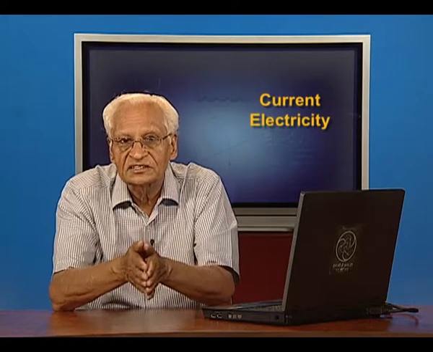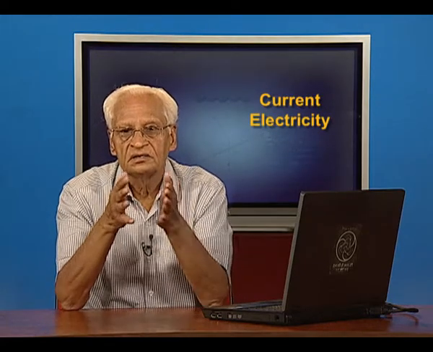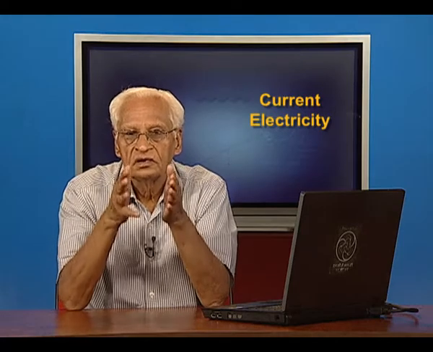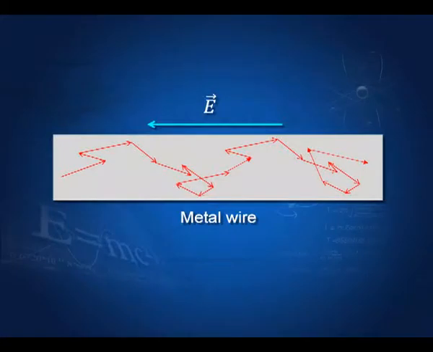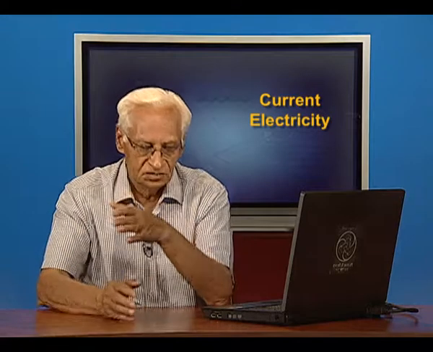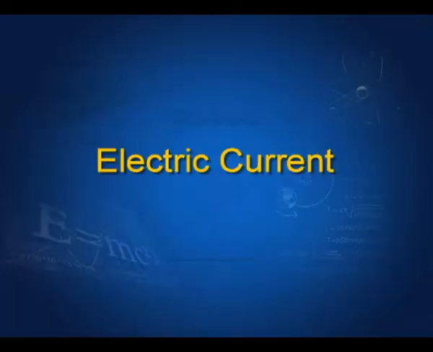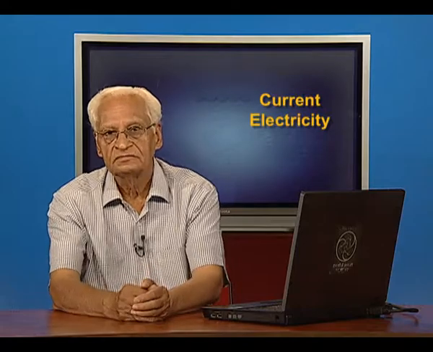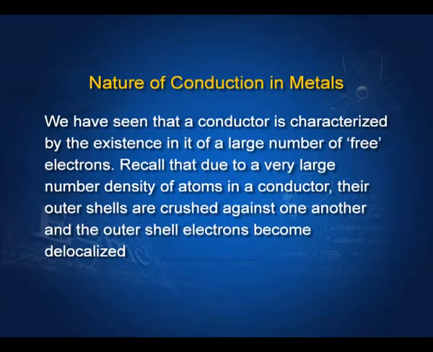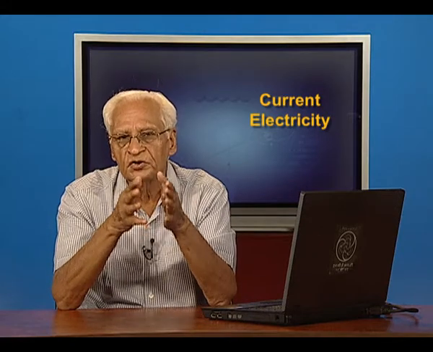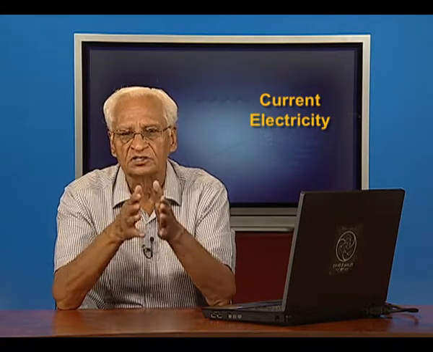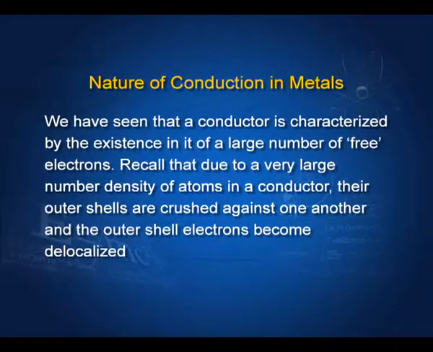Now, in this lecture, we shall take up the question of the motion of charges in a metallic wire. And you know, the motion of charges constitutes a current. So, we start with electric current. First of all, let us see the nature of conduction in metals. You know that metals have very high densities. The number of atoms per unit volume is very, very large, of the order of 10 to the power 30.